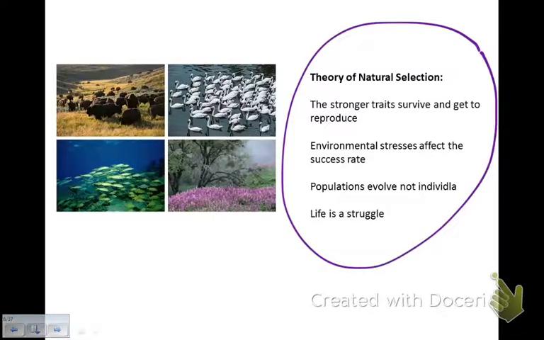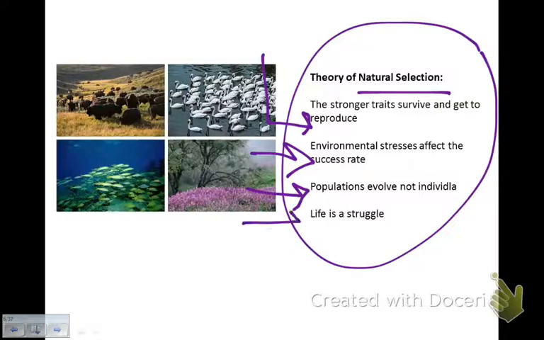Okay, so here is, I just made a list of what natural selection is. The stronger traits survive and get to reproduce. So if you have the right coat color to be camouflaged, or you can hide, or you can run faster, whatever that trait may be. Environmental stresses affect the success rate. The environment would affect whether you get to survive or not. Populations evolve, not individuals. And life is a struggle. There's a limited number of space and resources and mates, and life is a struggle.